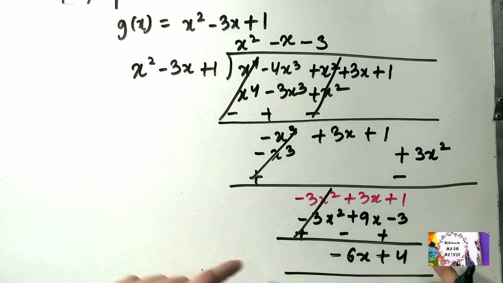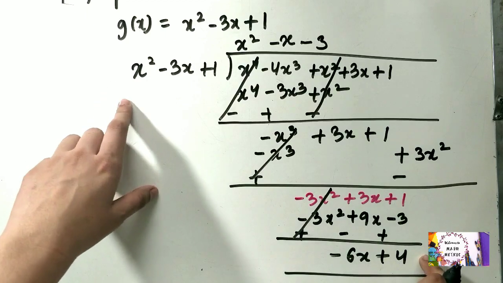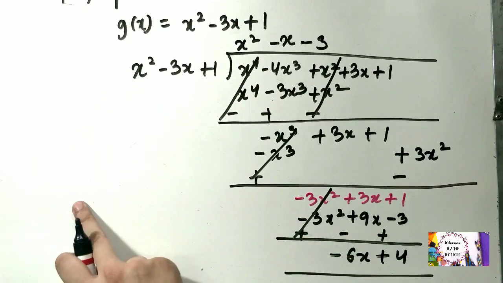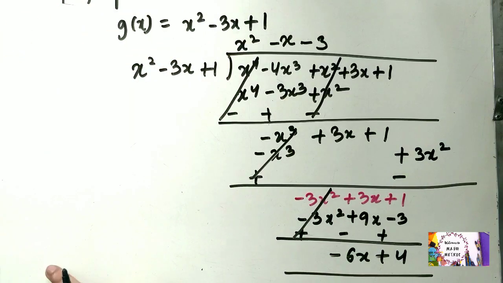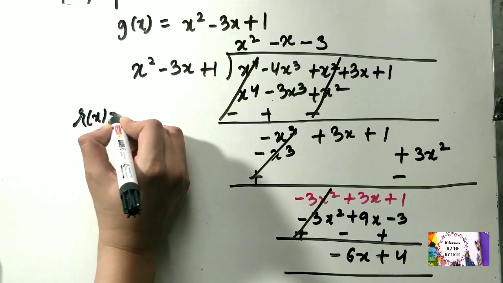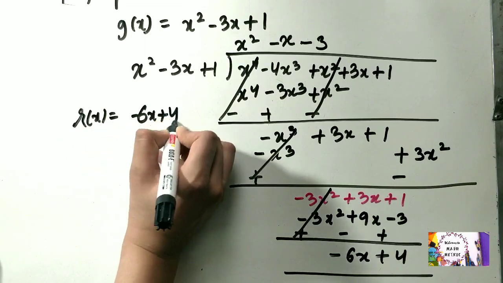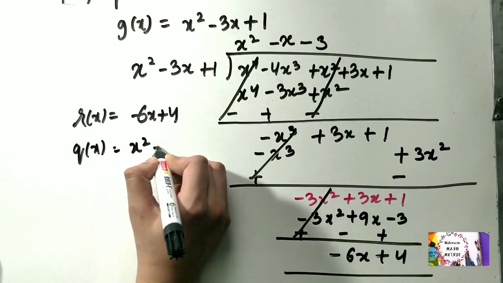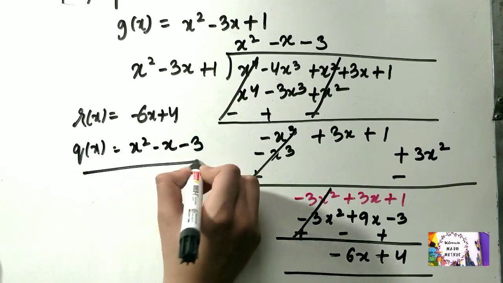So we have degree of this polynomial less than the degree of this polynomial, so this completes our algorithm. Now this is not a factor as we do not have the remainder to be 0, so Rx is equal to minus 6x plus 4 and Qx is equal to x square minus x minus 3, so it's not a factor.